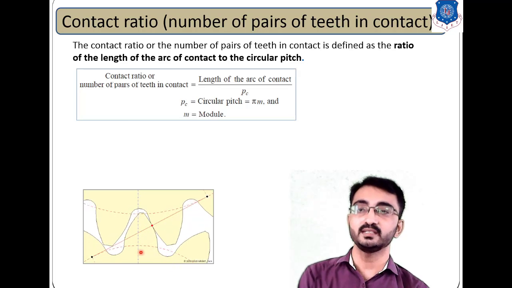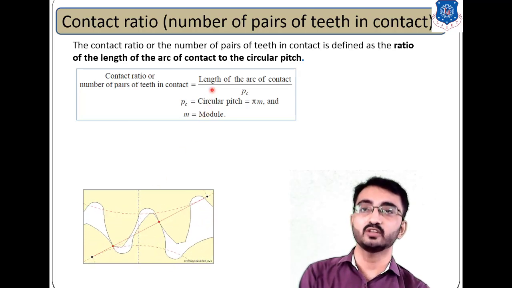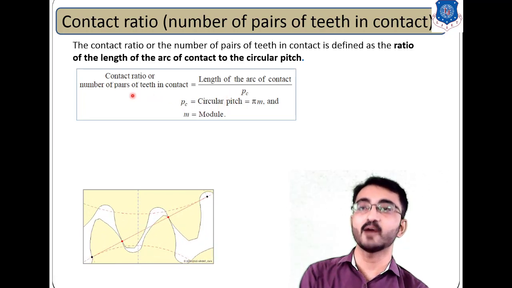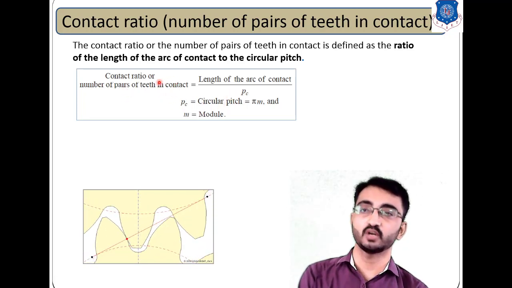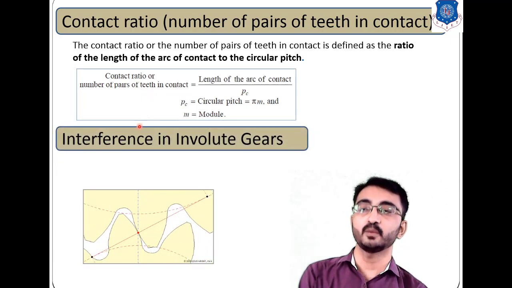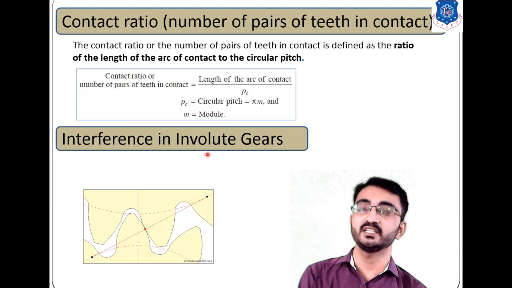So over there this ratio, that is the length of arc of contact upon circular pitch, will help us to identify how many pairs of teeth are in contact. Okay, now next and most important phenomenon, which is known as interference in involute gears.